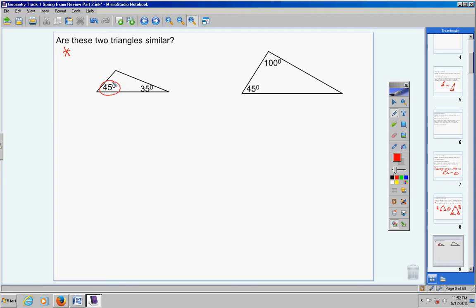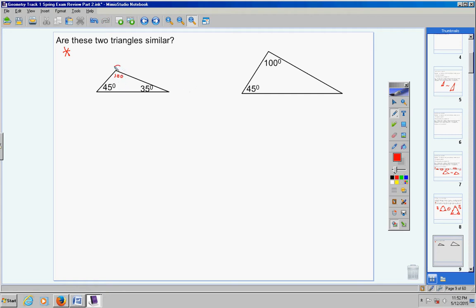One angle in one triangle congruent to one angle in another triangle. Okay, but so I don't know for sure if they're similar, but I know the three angles here have to add up to 180. So if I add these two together, I get 80. So I know this angle here has to be 100. Well, look at that, I'm finished.